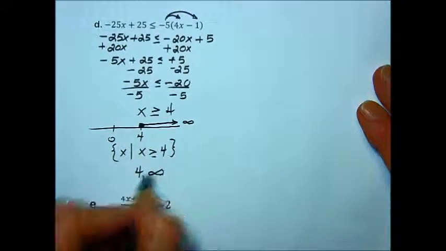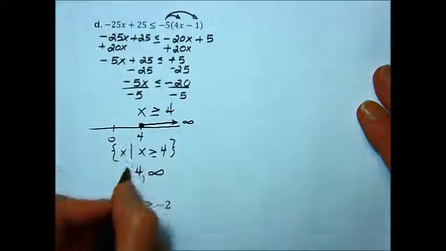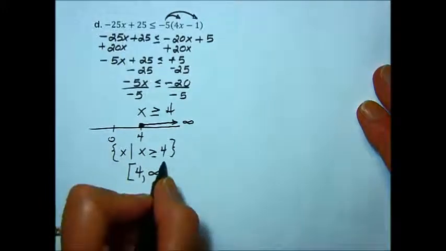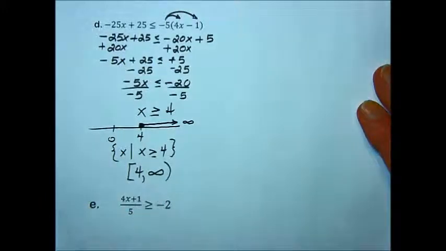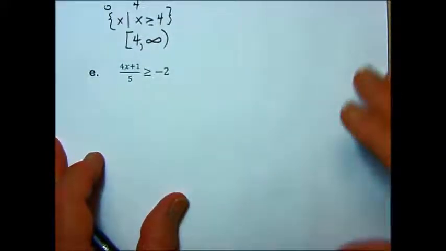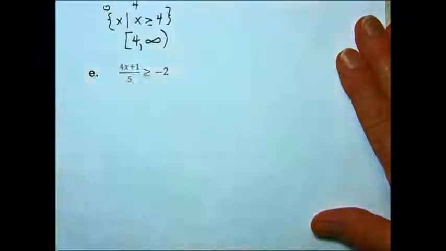It's headed towards positive infinity. We're including 4, so use a bracket; with infinity, always the parenthesis. This last example of solving an inequality starts with what looks like a fraction.